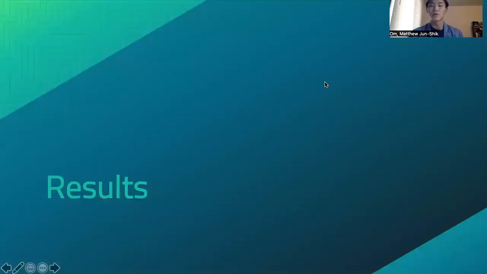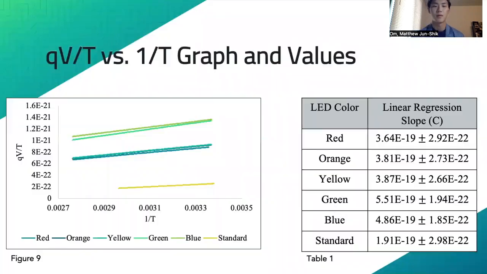First, let's look at the results for the intrinsic band gaps. Figure 9 shows all 5 colored LEDs and a silicon standard on a QV over T versus 1 over T graph. This graph was used to calculate a line of best fit and error for the linear regression, and thus Table 1 was created with the intrinsic band gaps in coulombs with error.